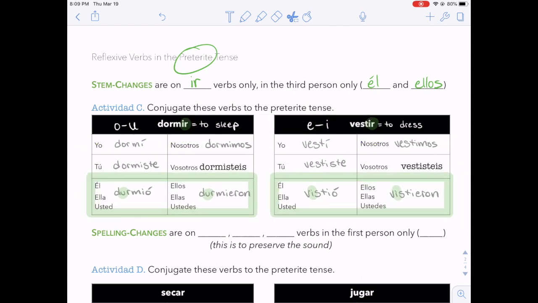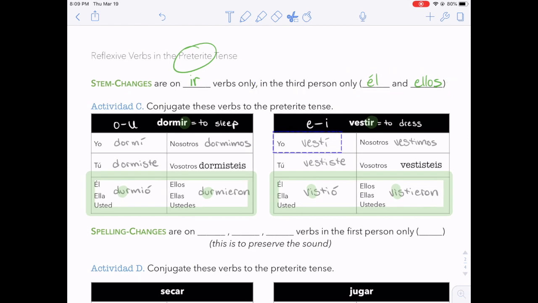So you should have gotten dormí, dormiste, durmió, dormimos, dormisteis, and durmieron. Again, the only changes are in the él and ellos forms. Vestir becomes vestí, vestiste, vistió, vestimos, vestisteis, and vistieron.